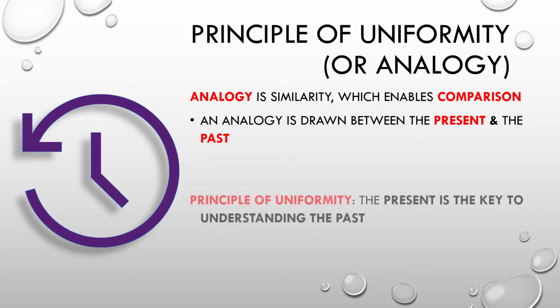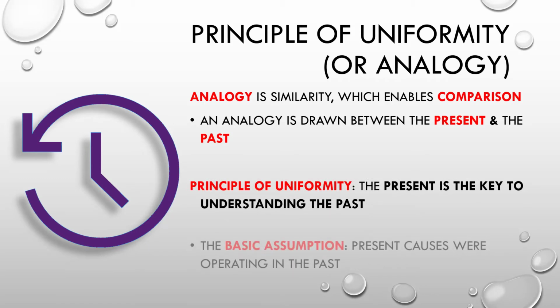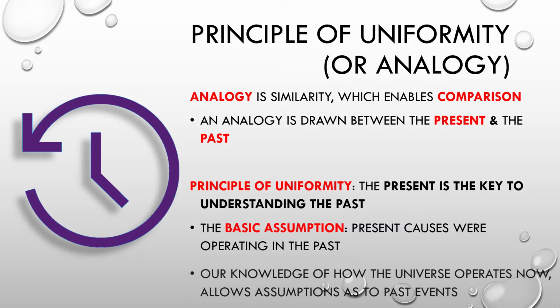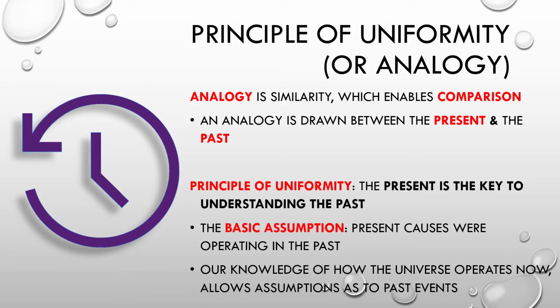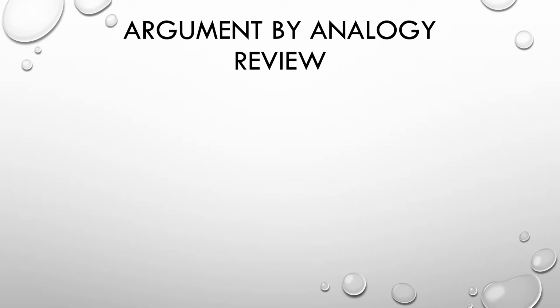The principle of uniformity says that the present is the key to understanding the past. The basic assumption is that the same causes operating in the present were operating in the past, and our knowledge of how the universe currently operates allows assumptions as to past events. Remember that this is a common inductive tool.